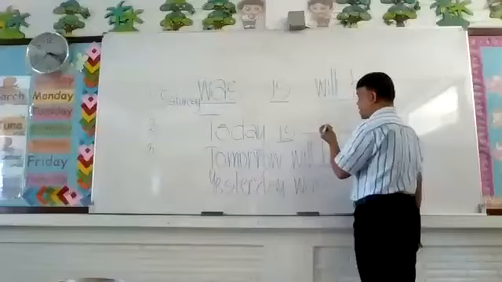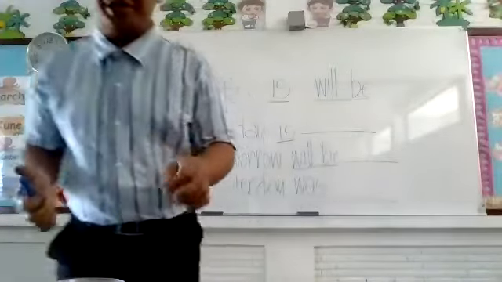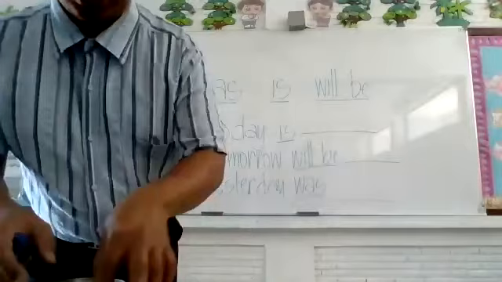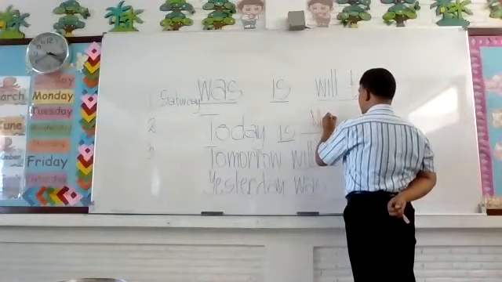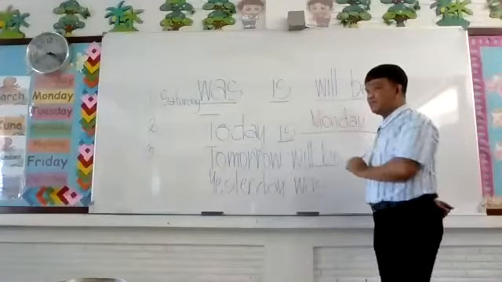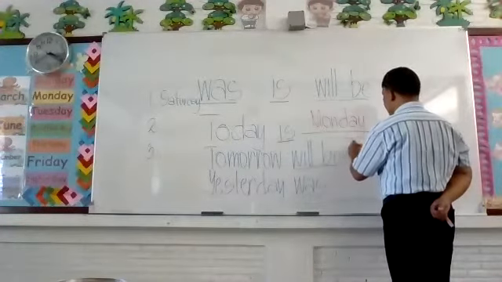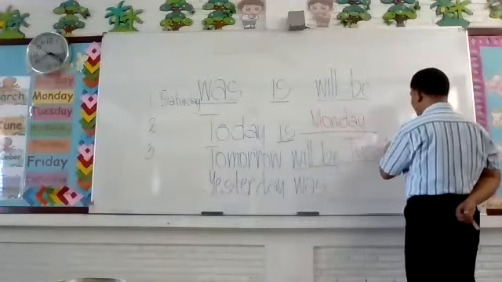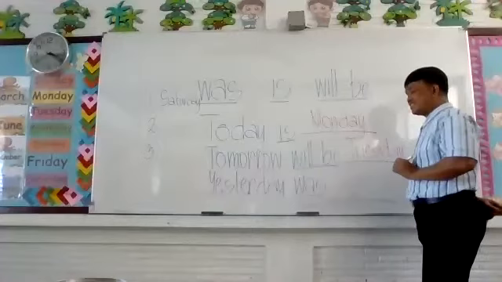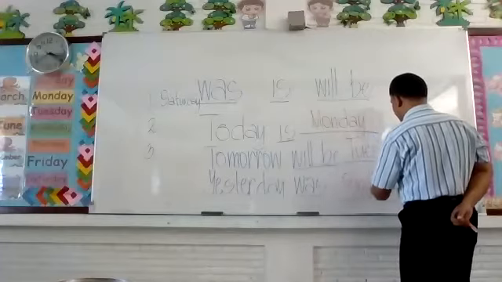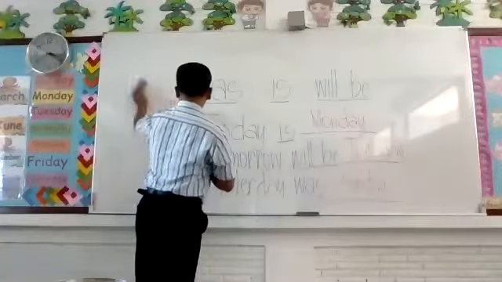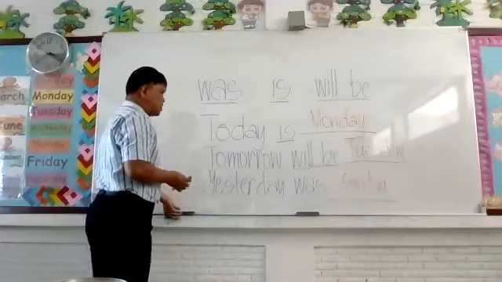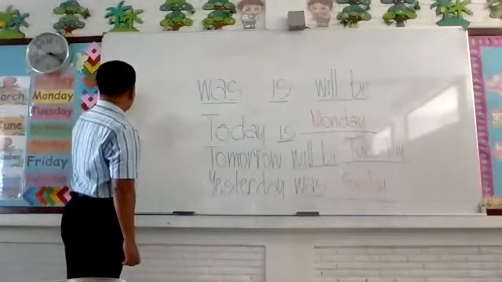Example. If today is Monday, then tomorrow will be Tuesday, right? And what day was yesterday? It's Sunday. Sunday, that's right. Now, using these random days, we have to base on these particular days.